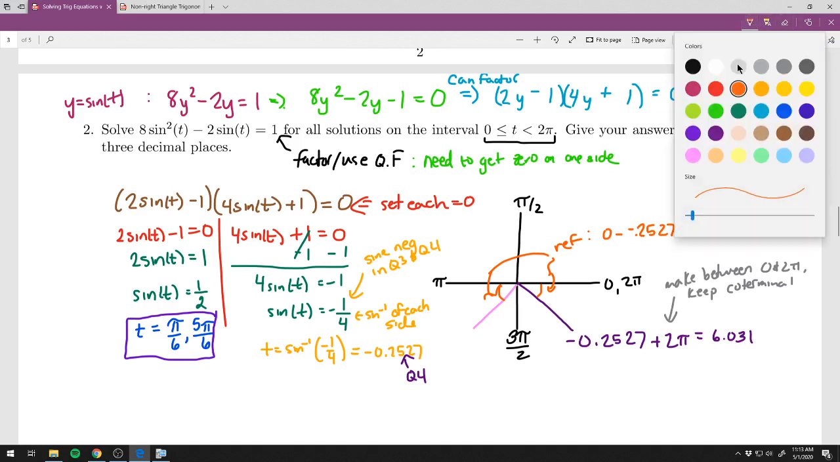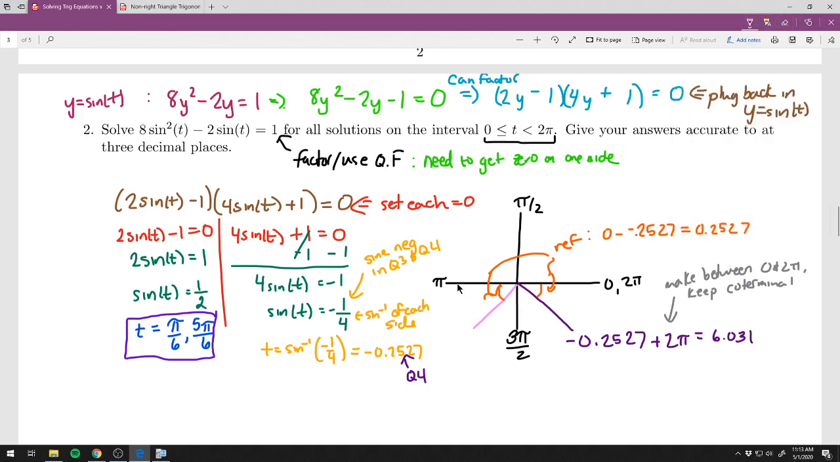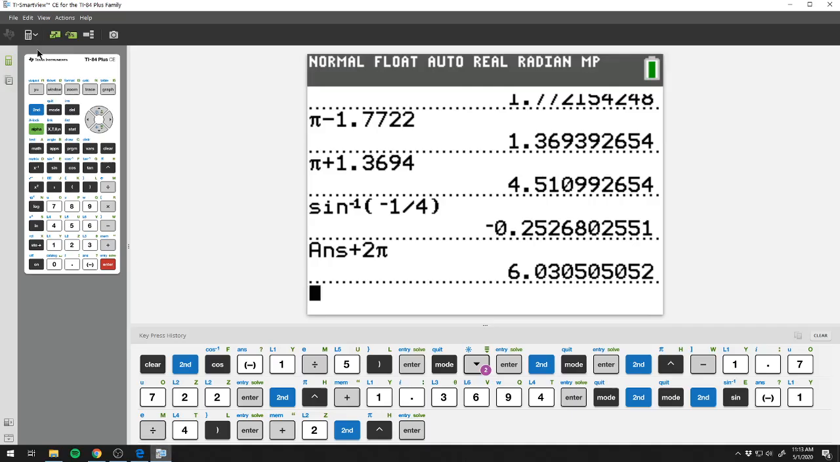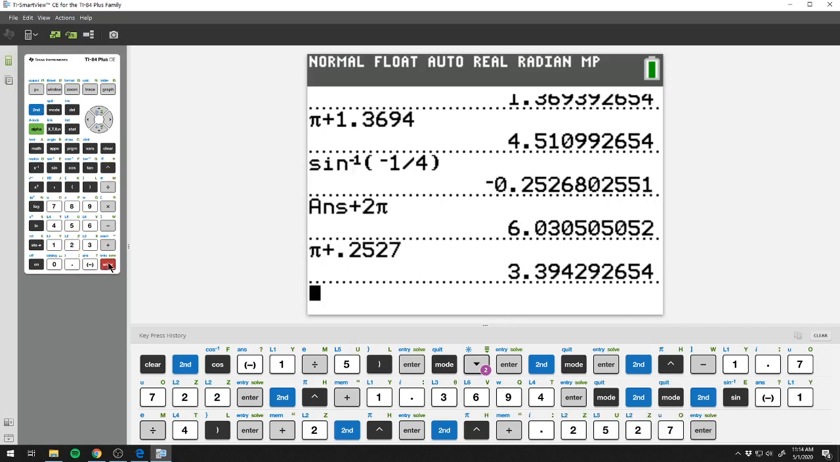So to get that quadrant 3 angle that we see, since it's past pi, we would do pi plus 0.2527. And let's see what that becomes. And we get 3.394.